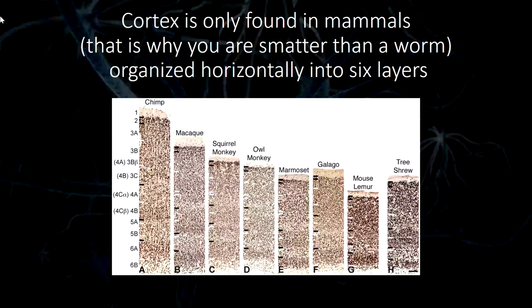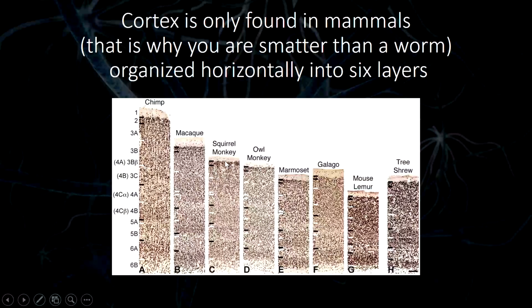All right, let's talk about the cortex. So cortex is only found in mammals. Actually, some kinds of birds, like songbirds, have a very thin layer of cortex, and this cortex is really important because that is the brain tissue that makes you smarter than a worm. Okay, and the cortex is organized horizontally into 6 layers. So you can see for a chimp, they have 6 layers, and each layer you can further divide into A and B or even C.